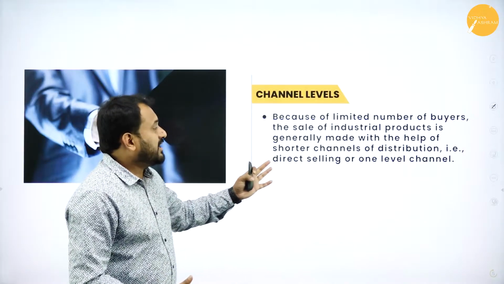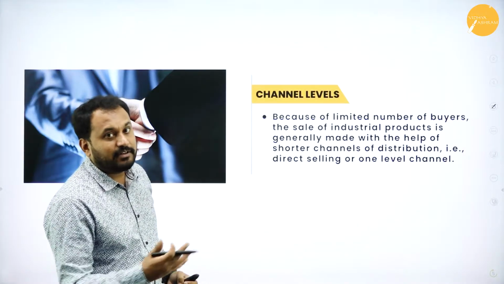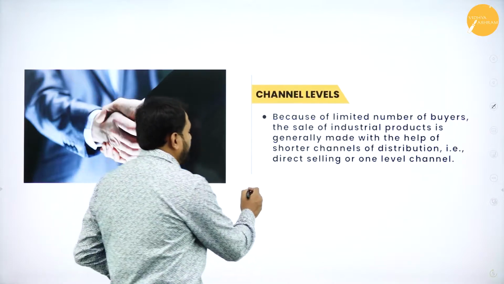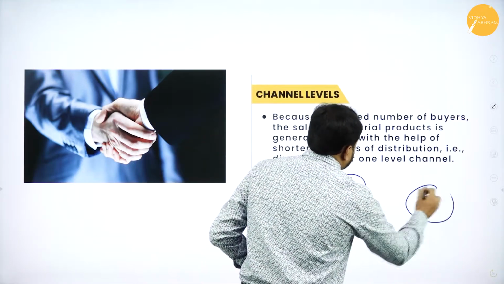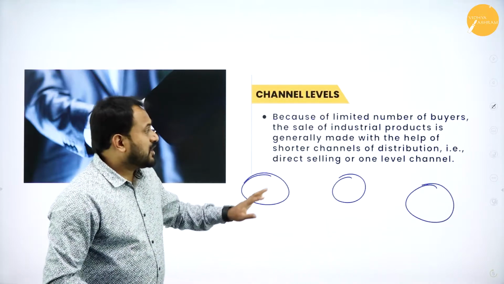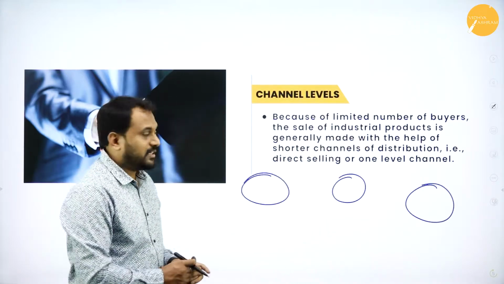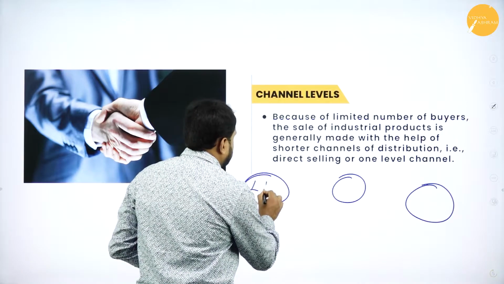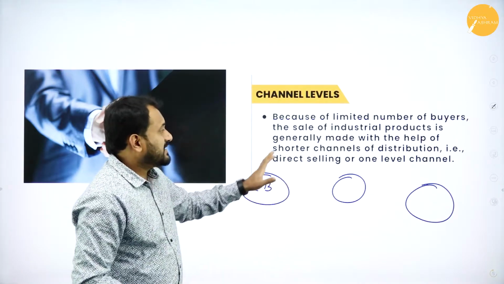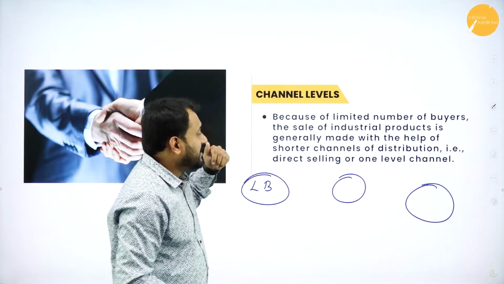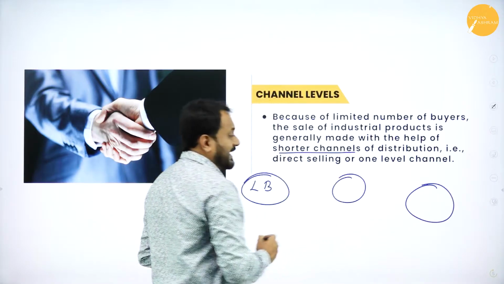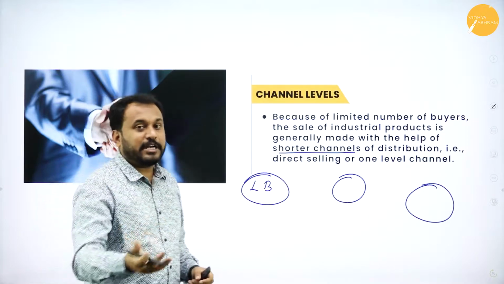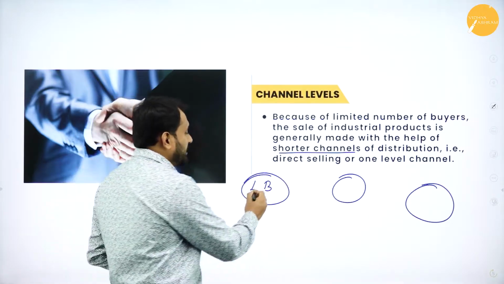Next is channel level. What exactly will happen with channel level? Whenever we go with channels, I'll tell you what it is. Understand this, right? Because of the limited number of buyers, you have limited buyers, okay? The sale of industrial product is generally made with the help of shorter channels. The fewer the channels, the more money you will actually take. Now limited buyers are there.